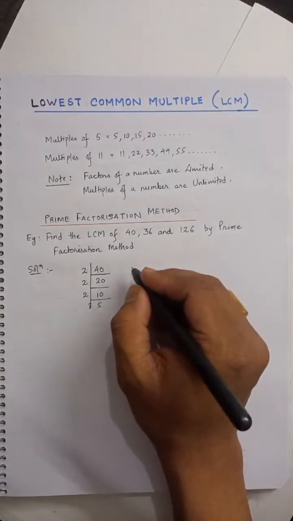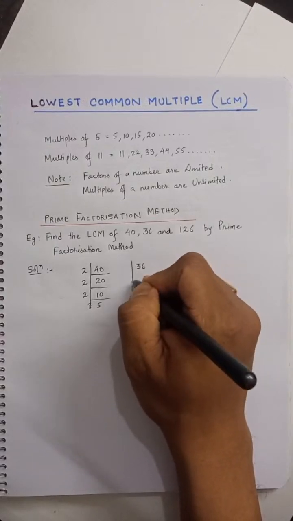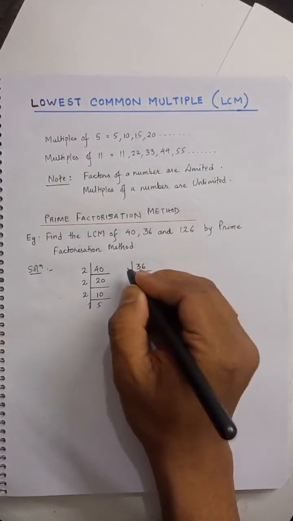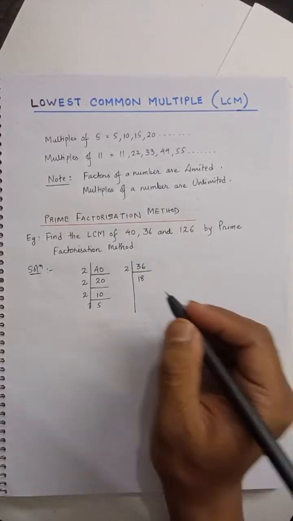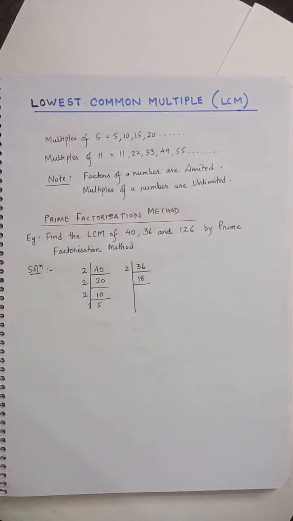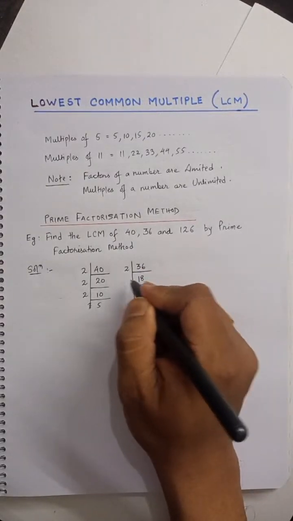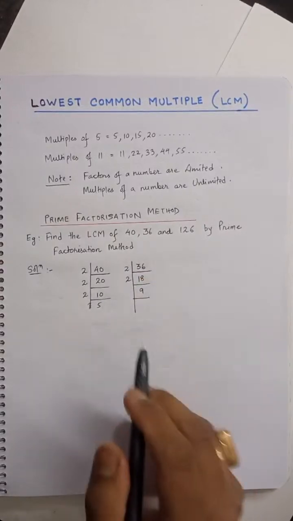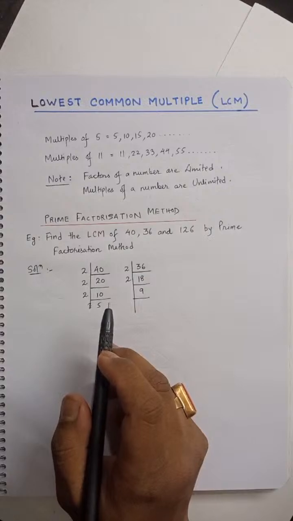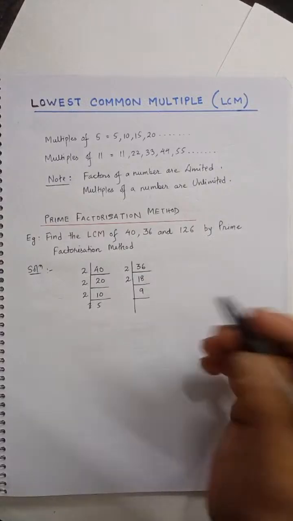Next we have 36. 36 is divisible by 2. So 36 divided by 2 is 18. Then 18 divided by 2 is 9. 9 is not divisible by 2, so we have to divide it by the next prime number, which is 3.